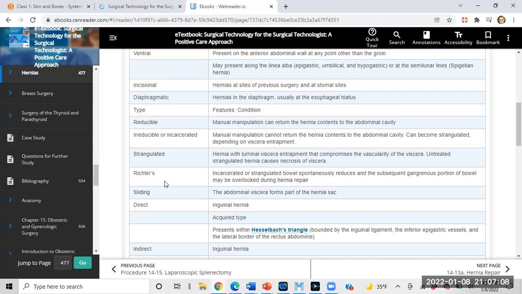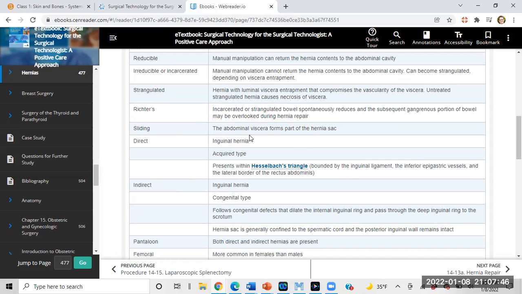Richter's or Reitger's, this is where it is strangulated, but then it spontaneously reduces. But then what happens is we can have a gangrenous portion of the bowel. A lot of times it is overlooked in that hernia repair. A sliding hernia. This is usually where the abdominal viscera will slip up through the diaphragmatic hiatus and into the esophagus, and it forms this little hernia sac.